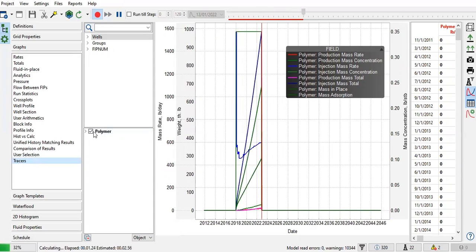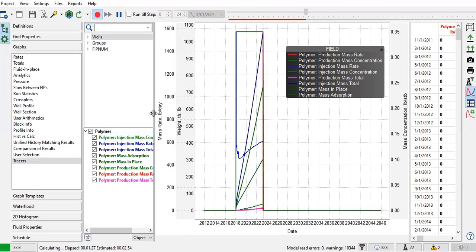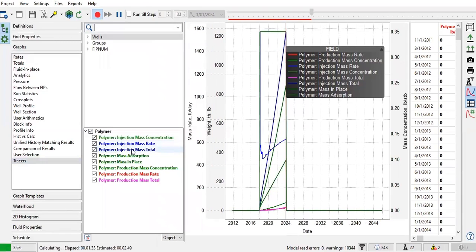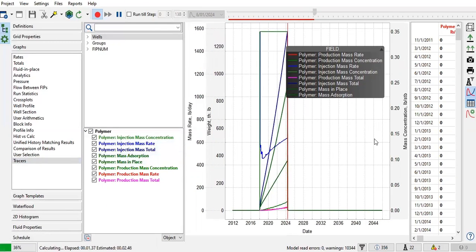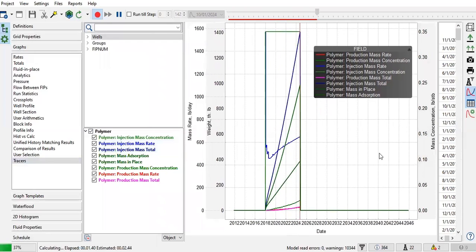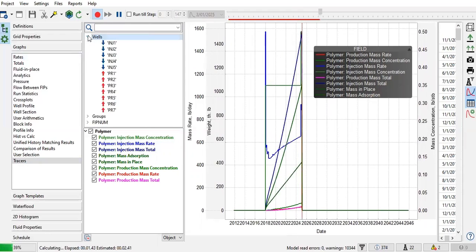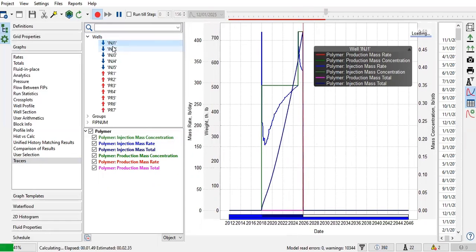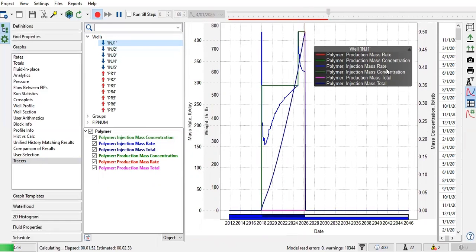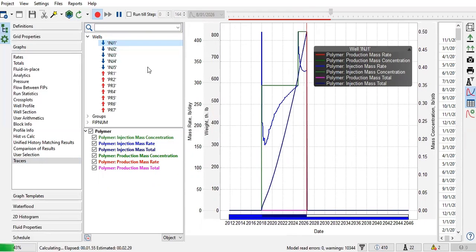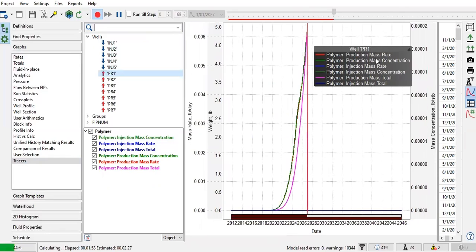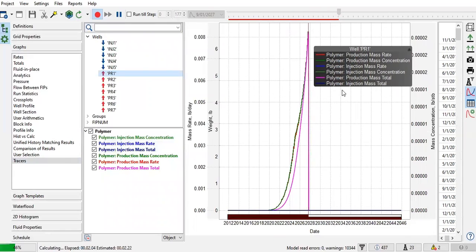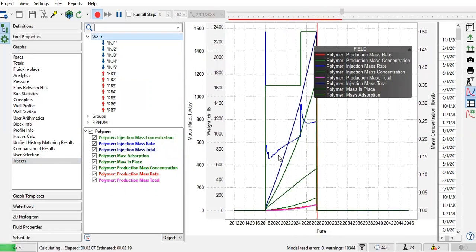And maybe we can check the tracer here. You can see we have polymer there. If you expand, you have injection mass concentration, injection mass rate, mass total, mass adsorption. It's very, very interesting. If you expand, you can check the profile for each injector. Injector will only give you injection profile, injection mass rate, injection mass concentration, injection mass total. But producer will give you production mass rate, production mass concentration, production mass total. But if you check on this one, then you will see everything.